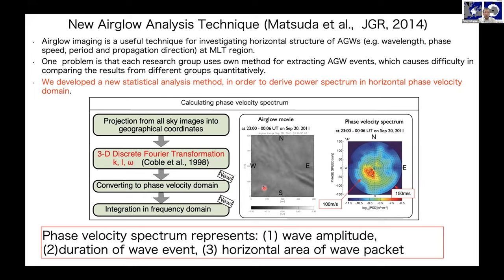southwestward propagating wave here is indicated in this phase velocity diagram very nicely. The M transform displays the energy and momentum of transient gravity wave packets quantitatively, and the spectral density here represents the wave amplitude, the duration of the wave event, and also the horizontal area of the wave packet.